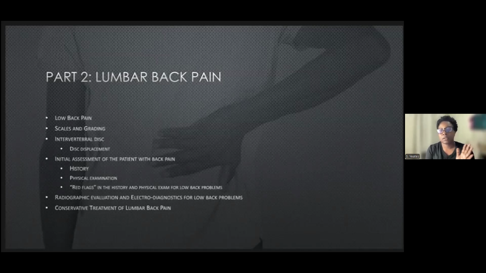Then I will focus on the radiographic evaluation and something called electrodiagnostics for low back problems or lower back pain, and the conservative treatment of lower back pain.